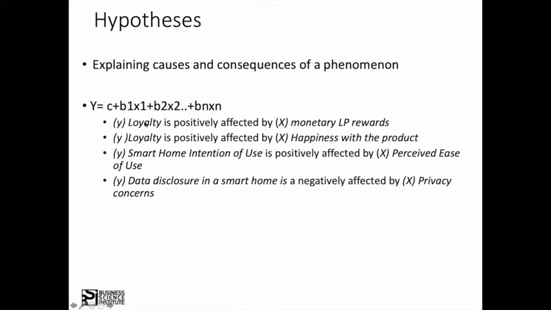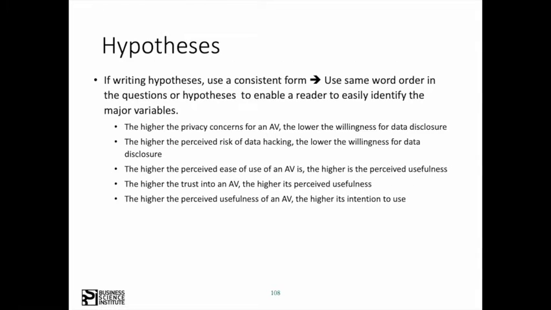For example, you want to explain loyalty. Loyalty is positively affected by monetary rewards, or, in this example, by happiness with the product. Or, for example, smart home intention of use, typically the TAM model, is positively affected by perceived ease of use, or data disclosure in smart homes is negatively affected by privacy. This is typically a causality. In your hypothesis, you explain the consequences of the change of an independent variable on the dependent or explained variable. And a piece of advice when you write hypotheses: be consistent.